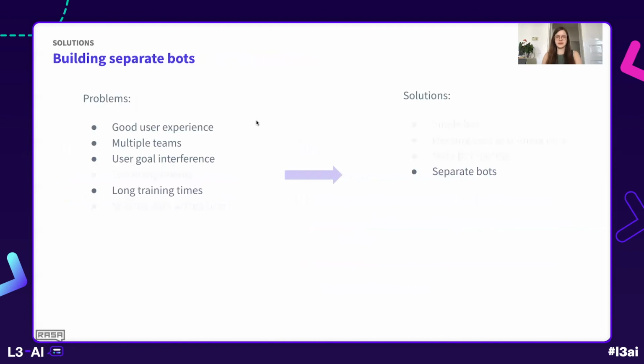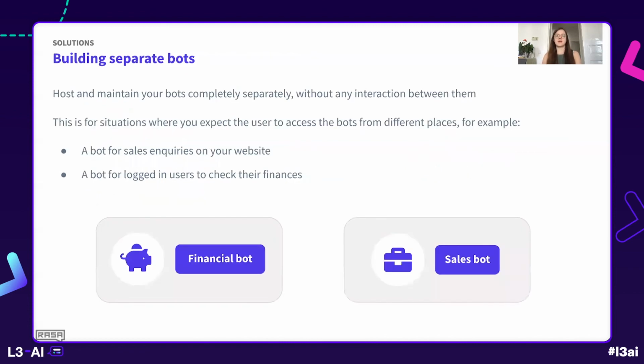Cool. Yeah, so now that I've talked about all those solutions, I just want to finish off with one for completeness: building separate bots. This is slightly different to the other ones because it doesn't actually assume the user accesses the bot from one UI, but I just want to mention this for completeness. Building separate bots kind of speaks for itself, but the idea is that you maintain your bots separately, but you also host them completely separately. So there's actually no interaction between them whatsoever, no meta bot, no bot routing, nothing.